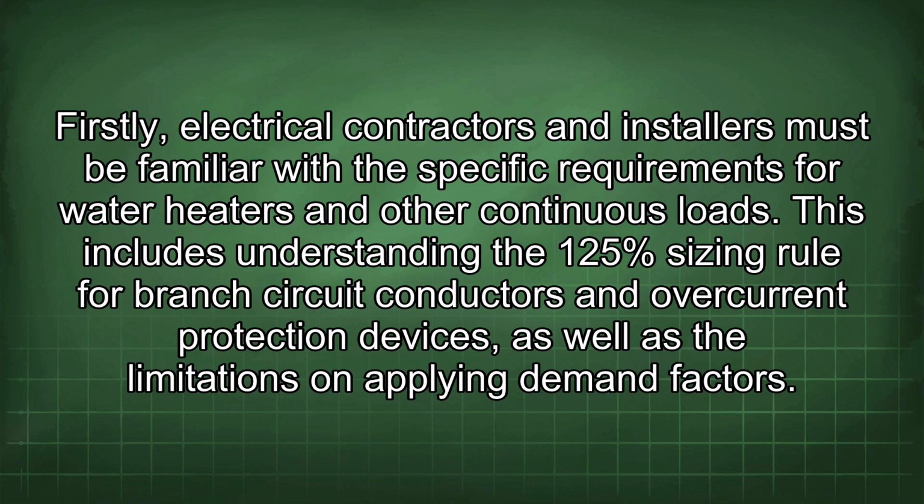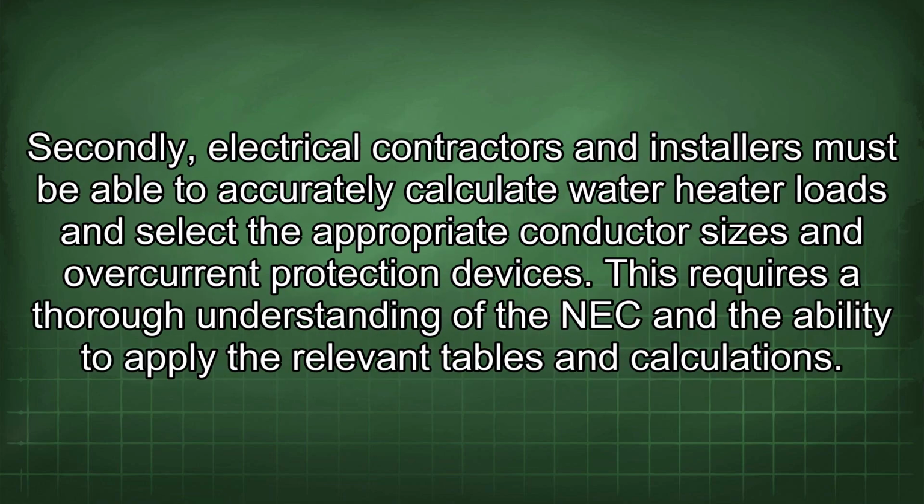Firstly, electrical contractors and installers must be familiar with the specific requirements for water heaters and other continuous loads. This includes understanding the 125% sizing rule for branch circuit conductors and overcurrent protection devices, as well as the limitations on applying demand factors. Secondly, electrical contractors and installers must be able to accurately calculate water heater loads and select the appropriate conductor sizes and overcurrent protection devices. This requires a thorough understanding of the NEC and the ability to apply the relevant tables and calculations.